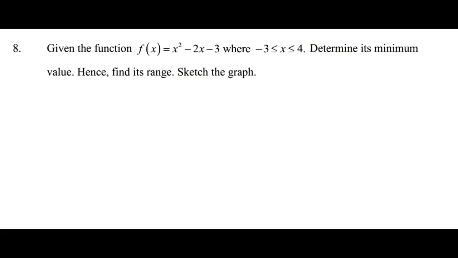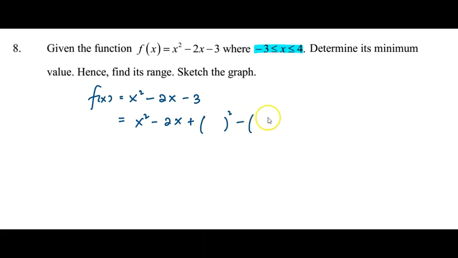For this question, we deal with the quadratic function, that is f(x) equals x squared minus 2x minus 3. And this time we have a domain restriction, that is x is from negative 3 to 4. Determine its minimum value, and hence find its range, and sketch the graph. From this function, I'm going to do completing the square in order to determine its minimum point. I will just skip this in the recording. After I've done it, I will record again.